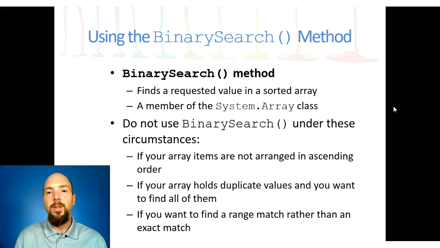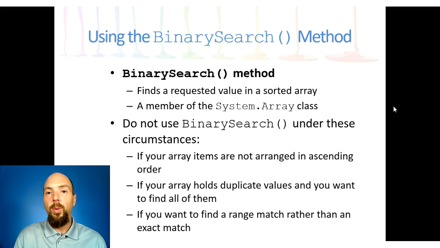Now, the problem is that for the binary search to work, my array has to be in ascending order, which means it has to go from the smallest to the largest. If it doesn't, it will error out when it gets to a number that's big and then a smaller number. The other problem is if my array holds more than one of the same value, then I can't use the binary search. I have to use a for loop.